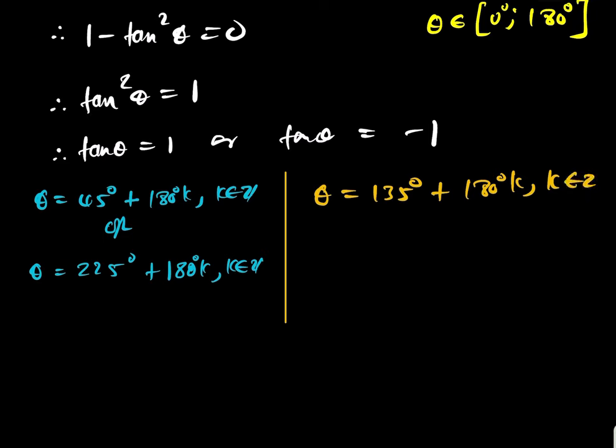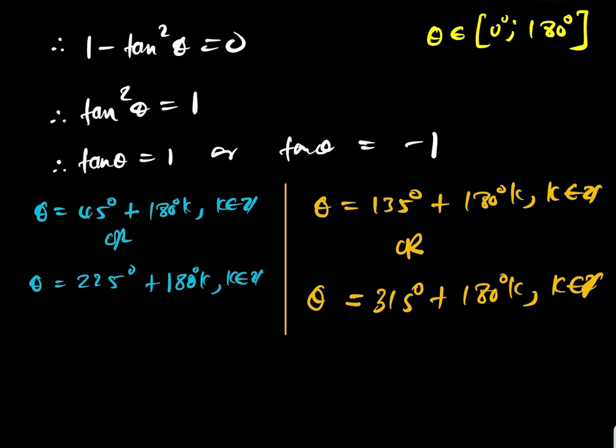Where k is an element of integers, and then you write or, it is negative in the fourth quadrant. So theta is going to be 360 minus that 45 degrees, which is going to give you 315 degrees, for the fourth quadrant, plus 180 degrees k where k is an element of integers. So now they want the solutions to be in here.